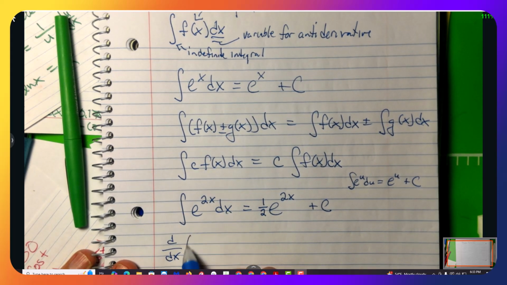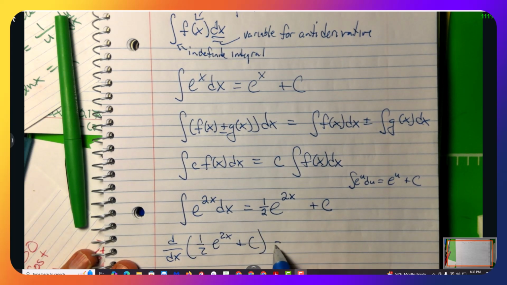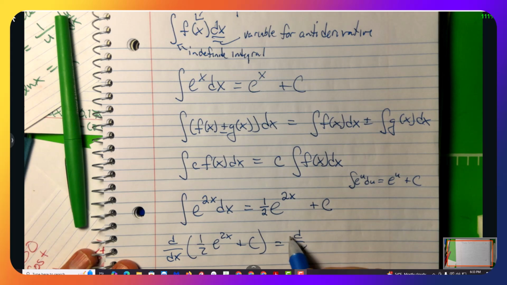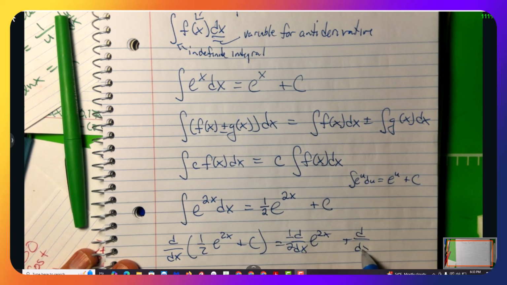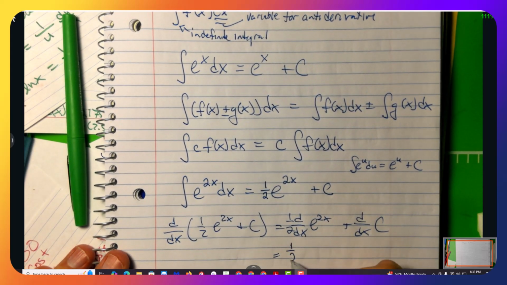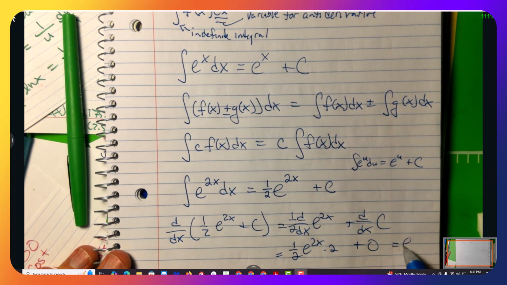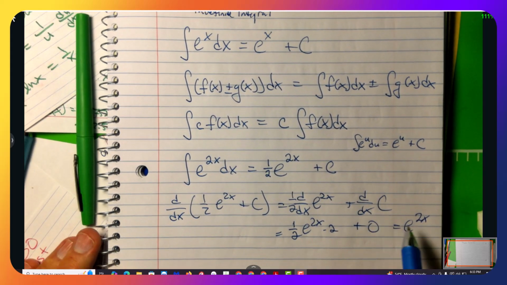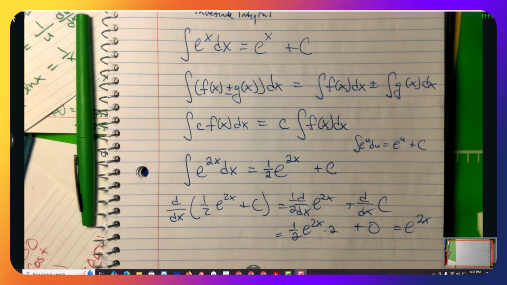d dx of 1/2 e to the 2x plus constant is d dx, I'm going to factor the 1/2 out, plus d dx times the scalar of the constant. This is 1/2 e to the 2x times 2 plus 0. Notice I ended with my integrand, so this was an antiderivative. There's a natural check built in.